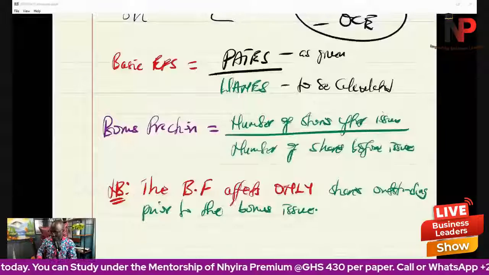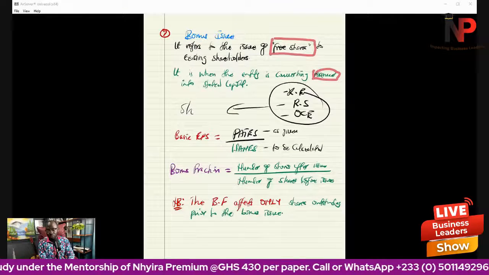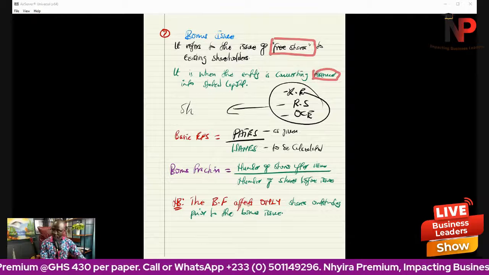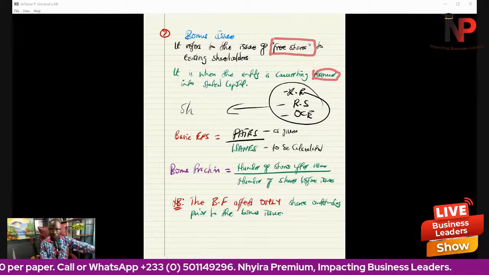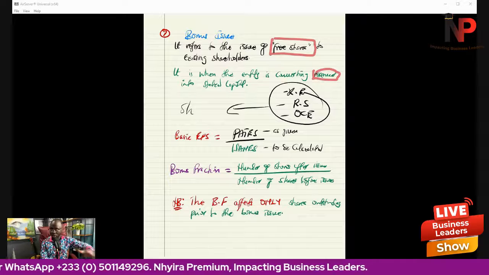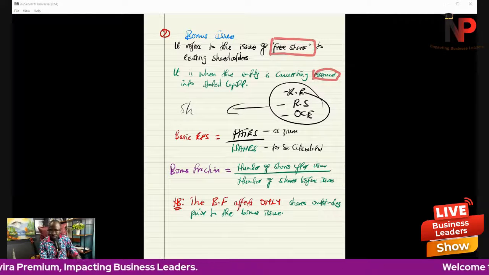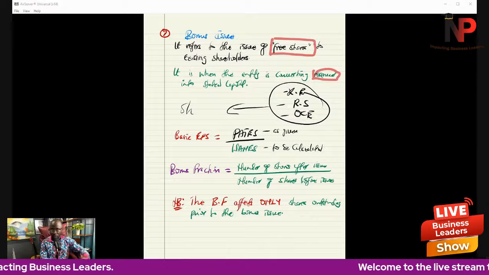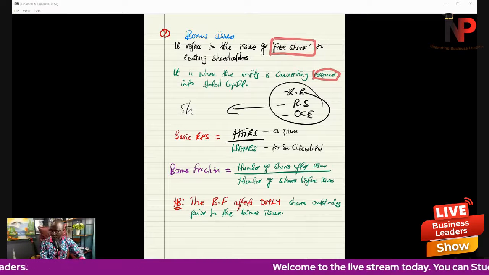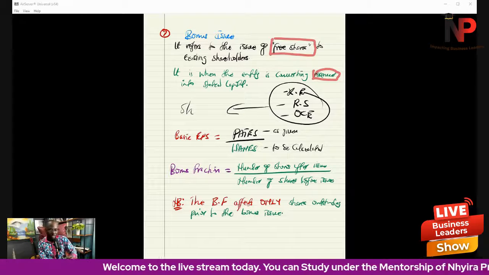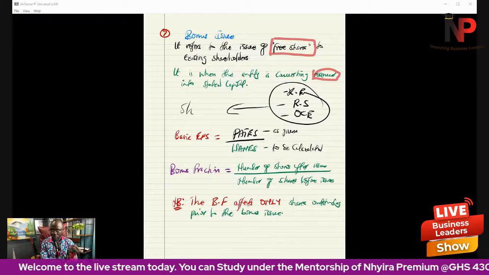So that's the concept about bonus issue. We are issuing new shares to existing shareholders at no cost to them. It's free shares. Why are we doing that? Because we are converting reserves from retained earnings, revaluation surplus, other components of equity into share capital. For that reason, we have to calculate a bonus fraction.